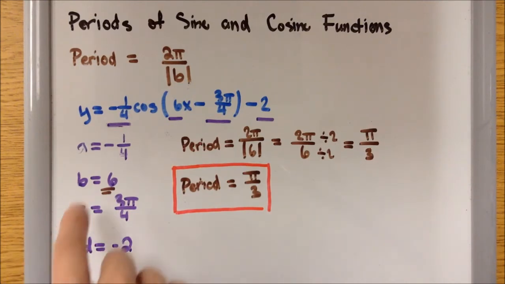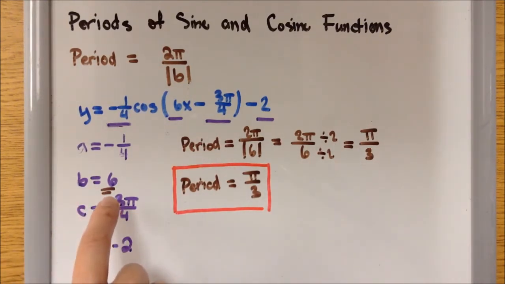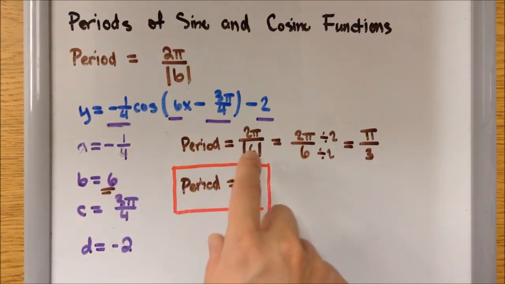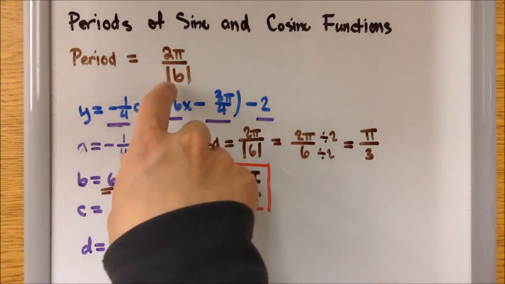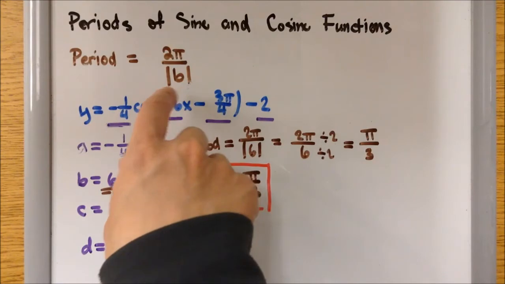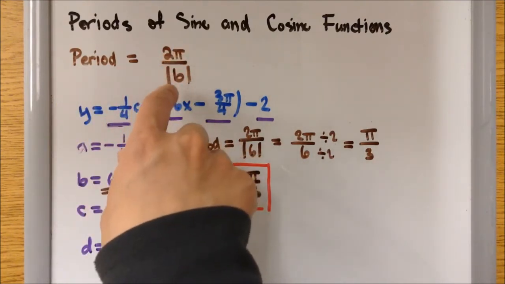So, keep that in mind. Don't assume that B will always be positive. B can be positive or negative. That's why we have the formula 2 pi over the absolute value of B. So again, period is 2 pi over the absolute value of B.